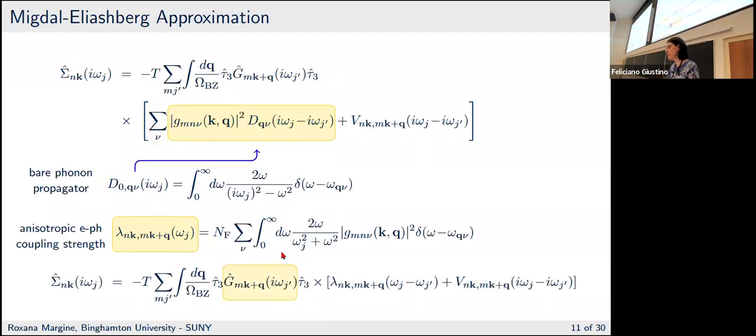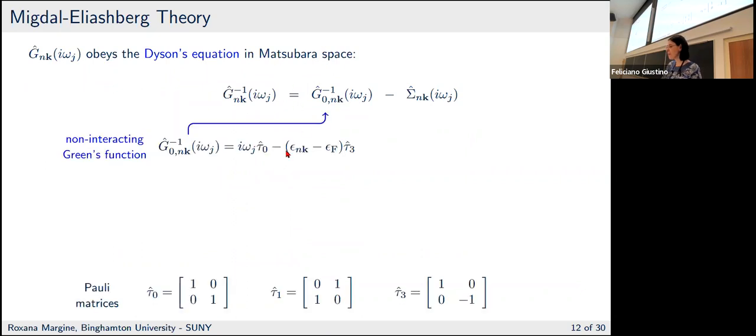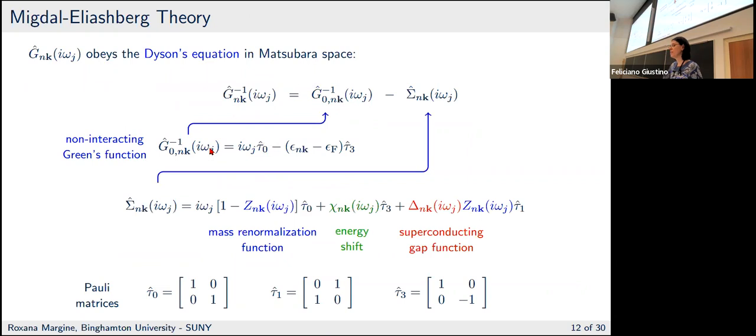We still need an expression for J in this self-energy. So the way to get an expression for J, we need to remember that it obeys a Dyson equation in the Matsubara space. So in this case, G naught is the non-interacting electron Green's function, again written in terms of the Pauli matrices.